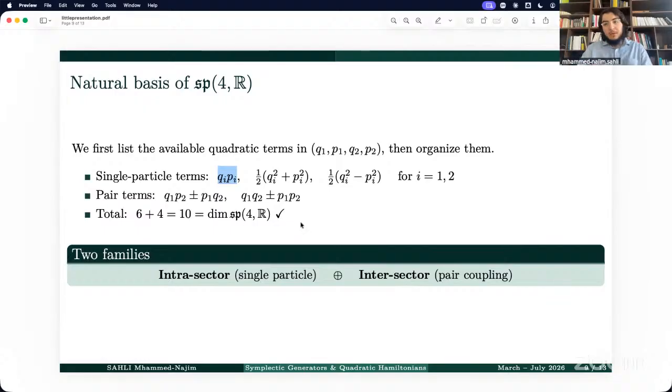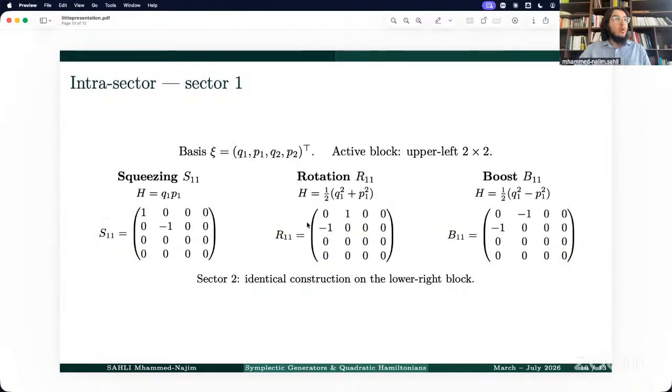So we wanted to describe it as two families of generators: the intrasector generators, which act only on 1 degree of freedom, and the intersector generators, where the generator mixes the 2 degrees of freedom. We have the shape of them.